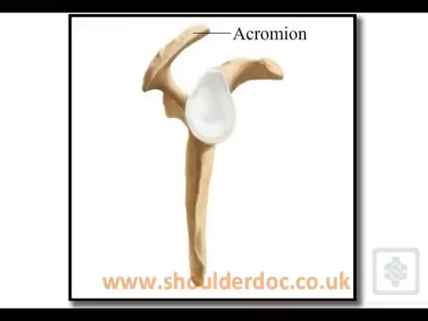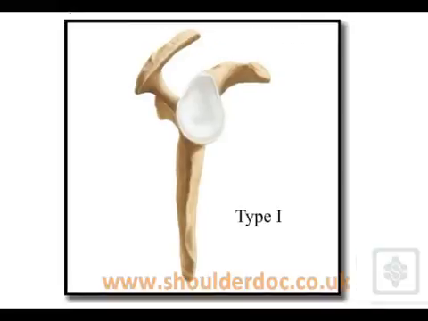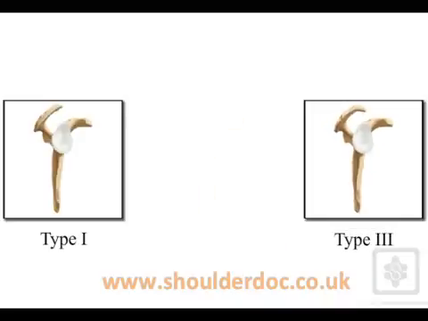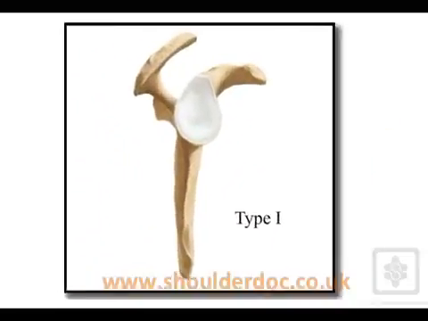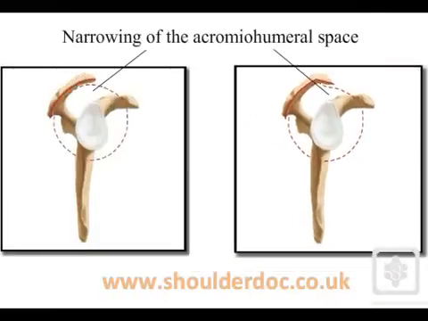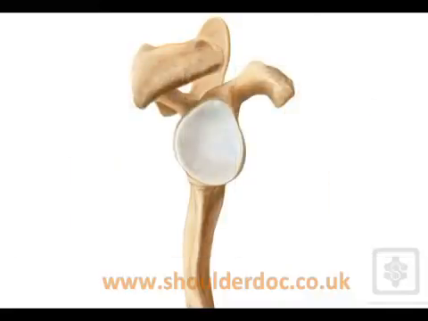The acromion differs in individuals normally as morphological variants. These were described by Bigliani as type 1, type 2, or type 3. Type 1 is flat, type 2 is curved, and type 3 is hooked. A person with type 2 or type 3 acromion would be at a higher risk of impingement due to the narrowing of the acromiohumeral space.